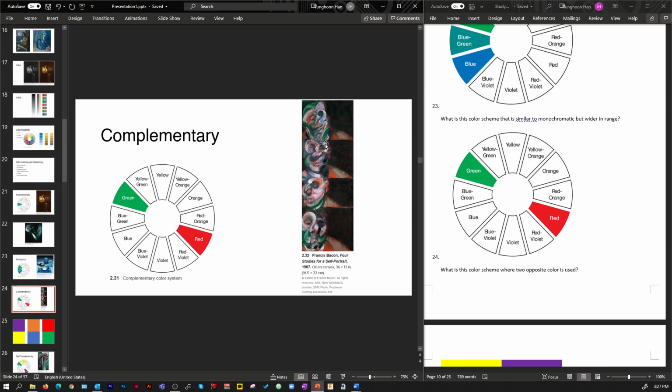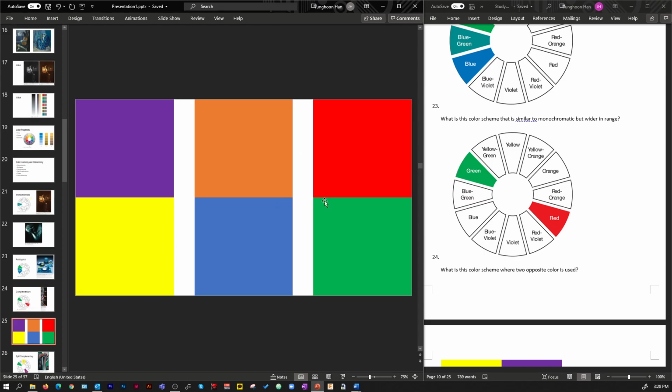So oftentimes artists use the mixture of these two colors as a transition color. If you take a look at this work, this brown right here is basically the mixture of these two, and that is working as a kind of binder of these two opposite colors.